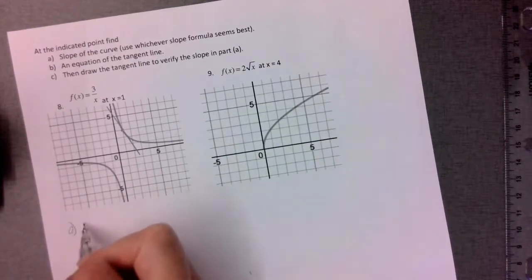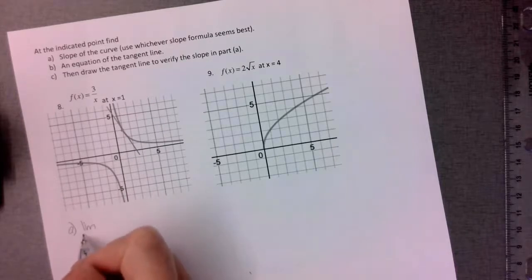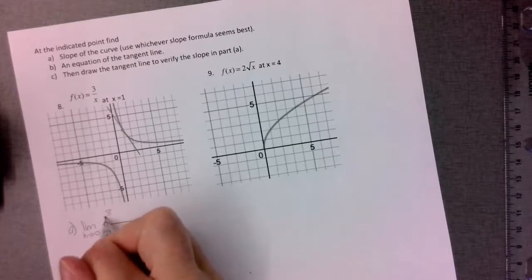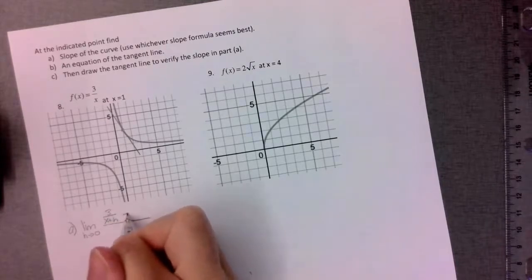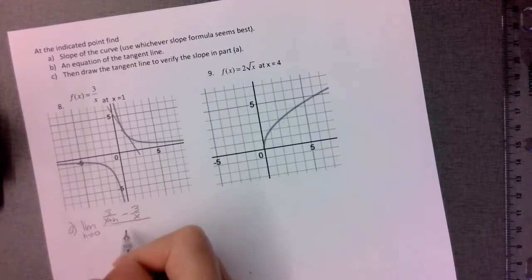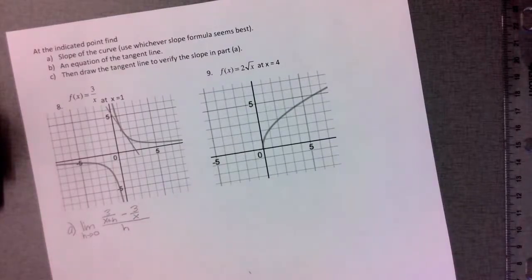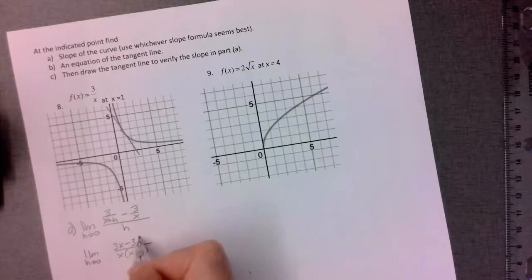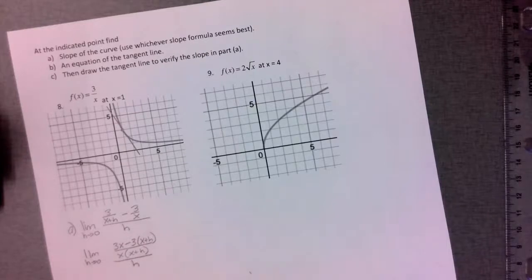Finding it using calculus, we're going to say the limit as h goes to 0 of f of x plus h minus f at x, all over h. To simplify, I'm going to make a common denominator. My common denominator is x times x plus h. My new numerator here is 3x minus 3 times the quantity of x plus h. All of this is still divided by h.